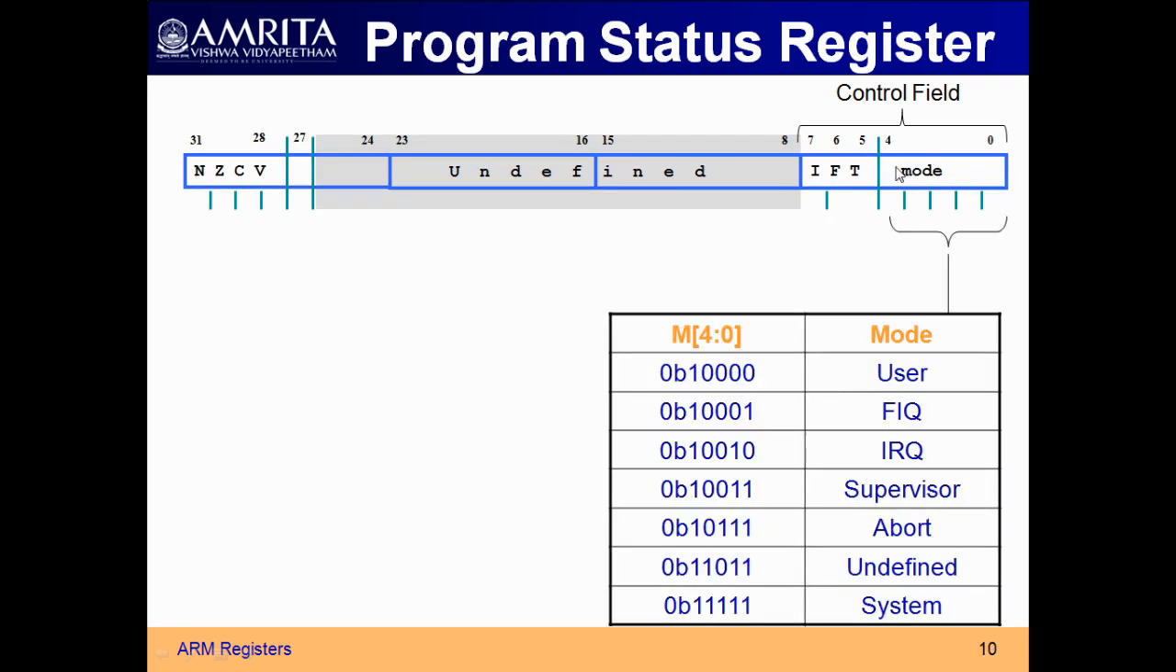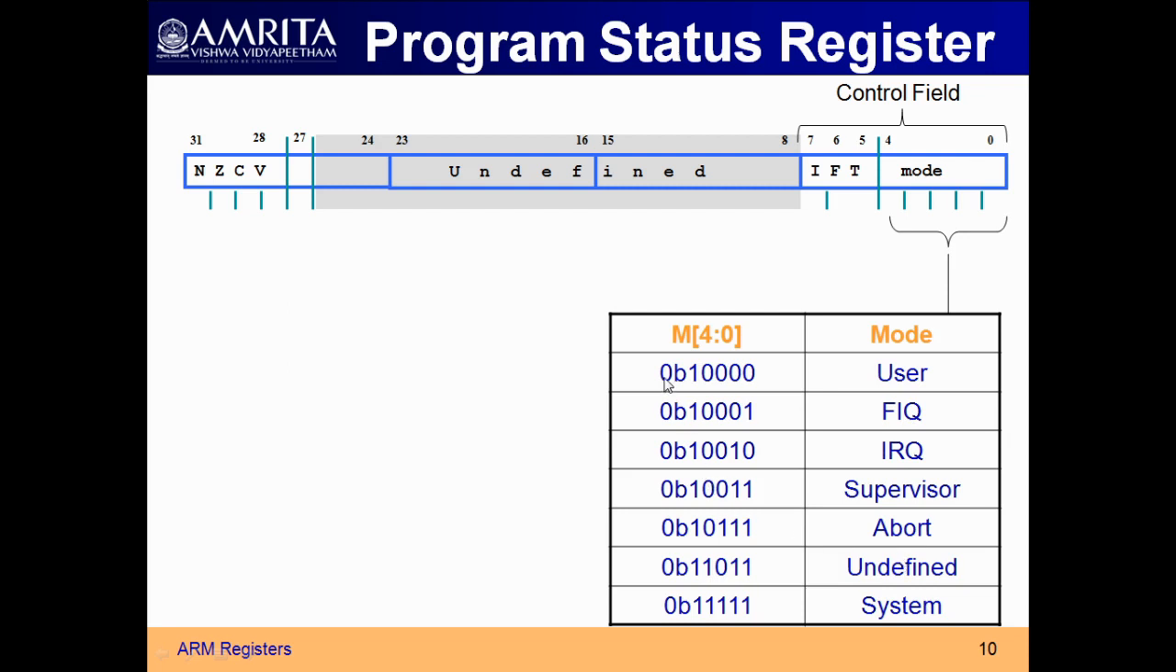Then the next bits are known as the mode selection bits. The mode selection bits show in which mode of operation your processor is. How many mode selection bits are there? Five mode selection bits. These 5 bits will have the number 10000 if the processor is in user mode. If the processor is in abort mode, it will have the number 10111. So by seeing the 5 mode selection bits, you can identify in which operating mode your processor is.